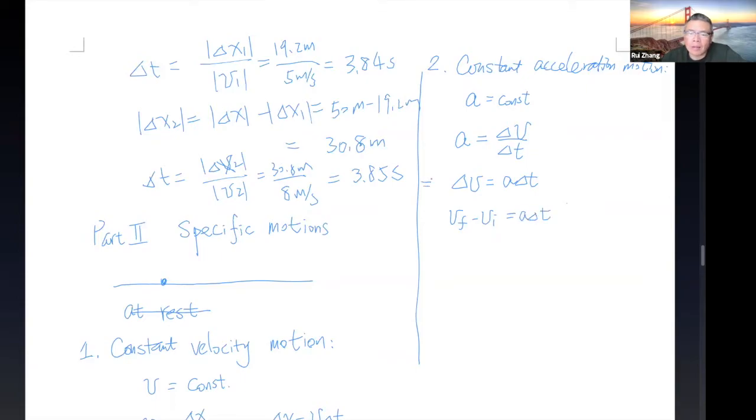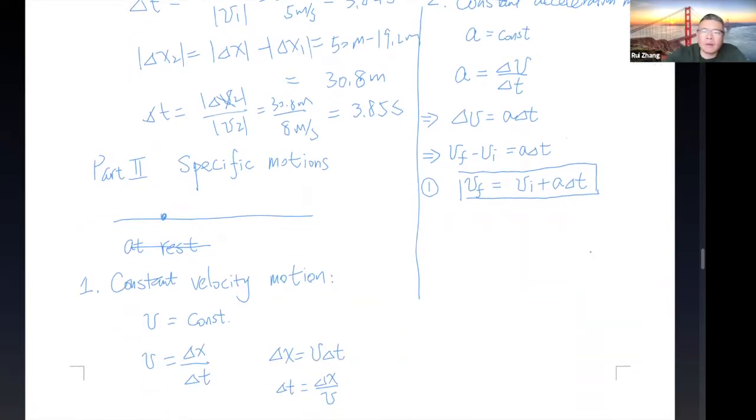Again, I'm just deriving this. All these are a consequence of this basic definition. So we would write sometimes like this: v final equals v initial plus a delta t. So this is one of the formulas we can use to talk about constant acceleration motion. Now this is nice. However, in a lot of cases we're still interested in the displacement. So we would like to have a formula to calculate displacement.